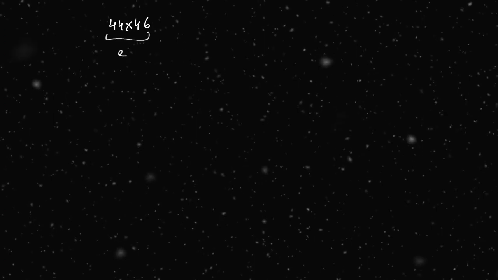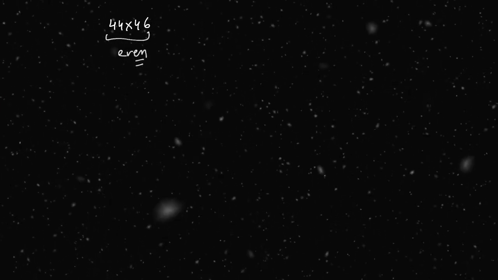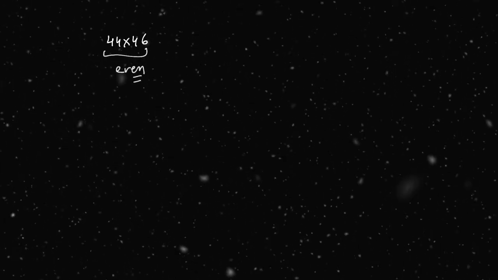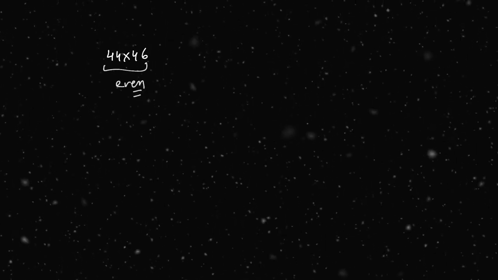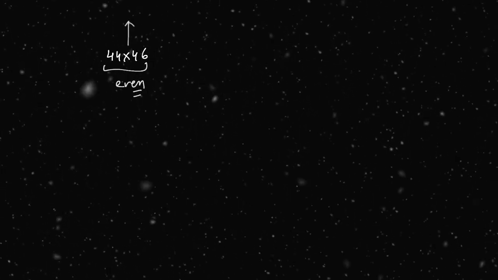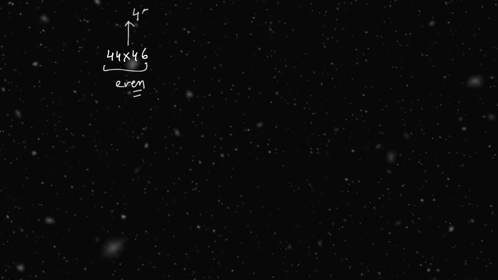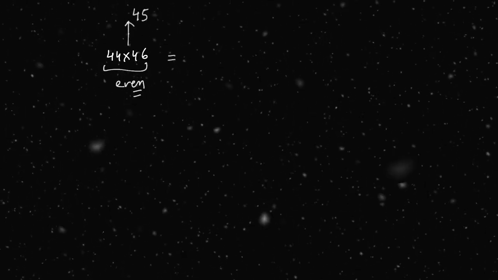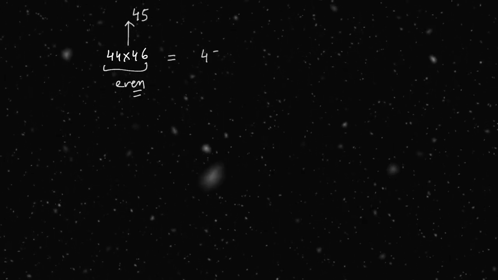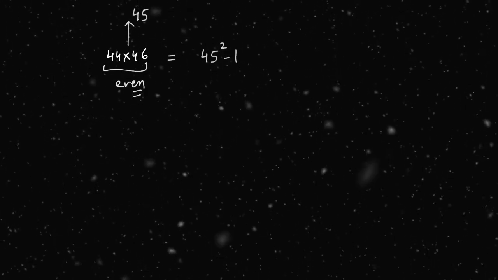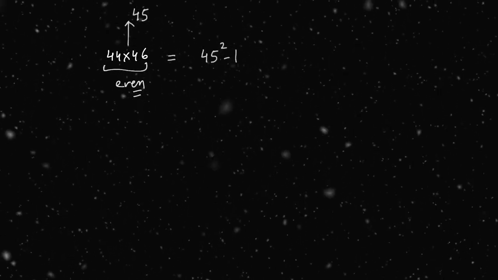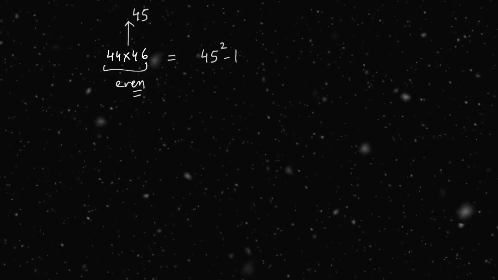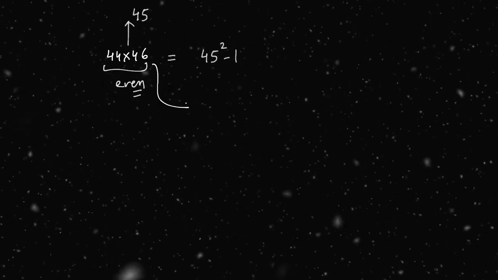Now let's understand this concept for even numbers. Let's take two consecutive even numbers. Here I have taken 44 and 46. These are even numbers. Whenever we take two consecutive even numbers, the number that lies between them will be an odd number, that is 45, right? It means that the result will be equal to 45 square minus 1, as we have understood. Clear? Now let's check.